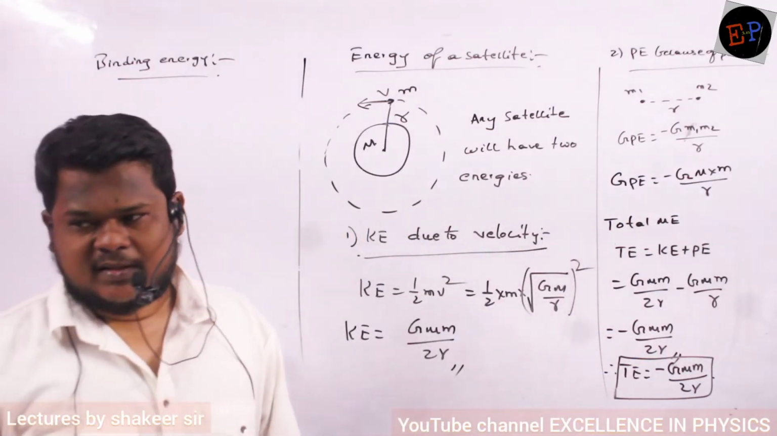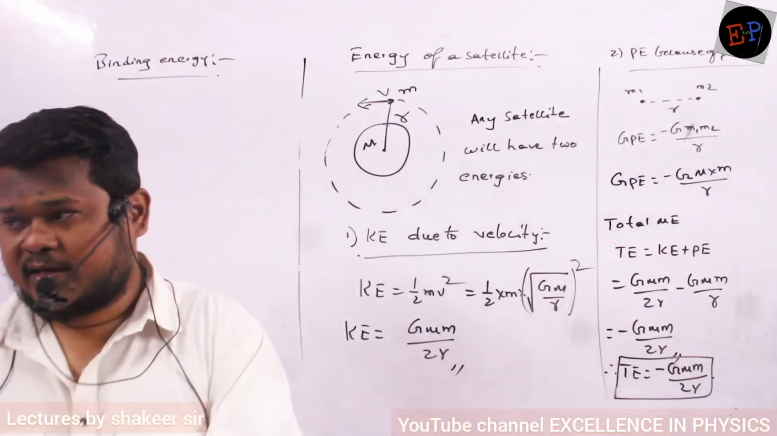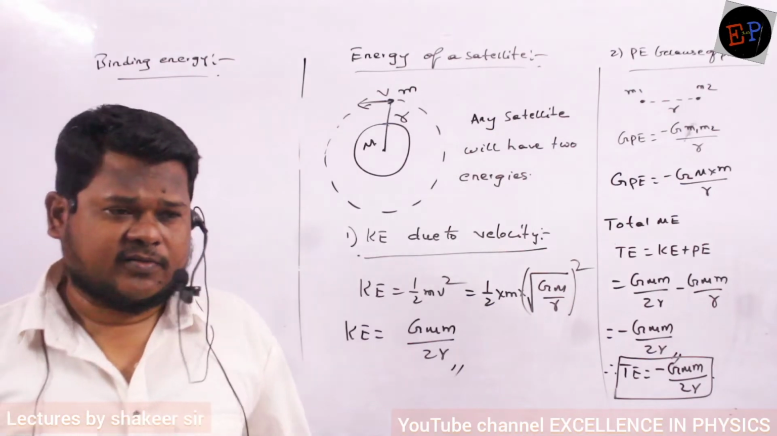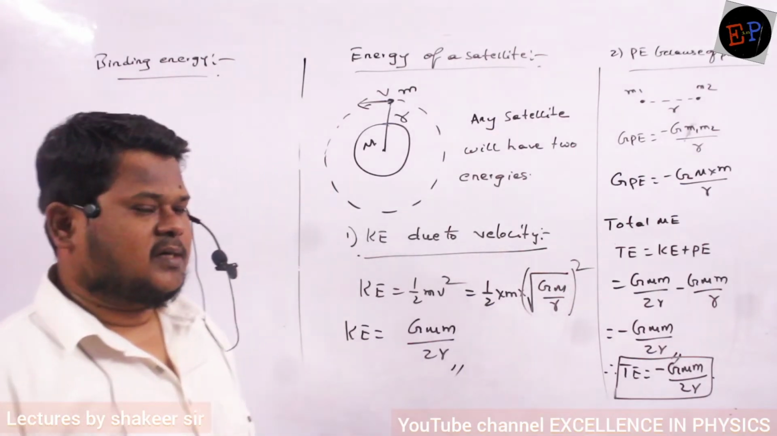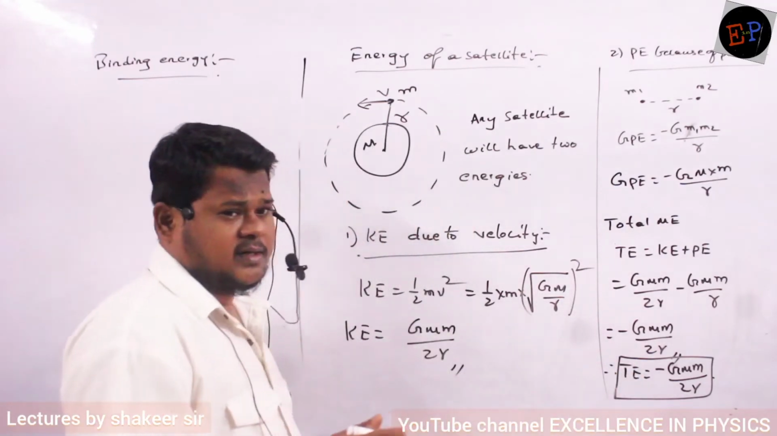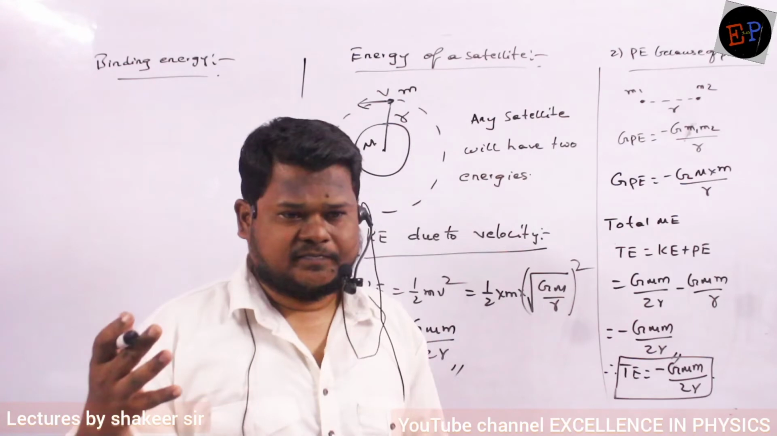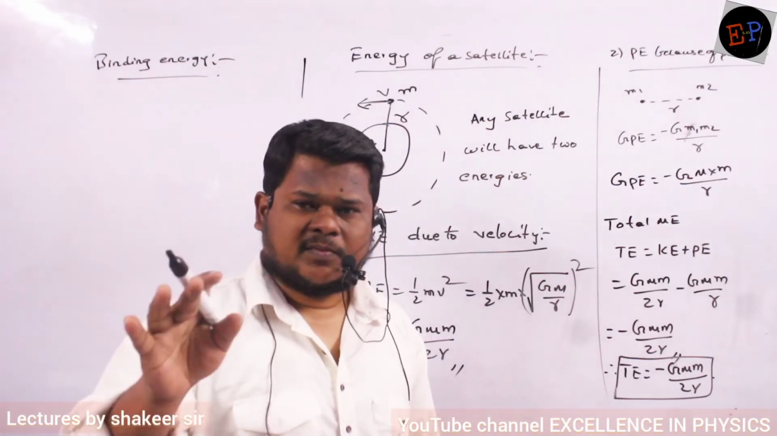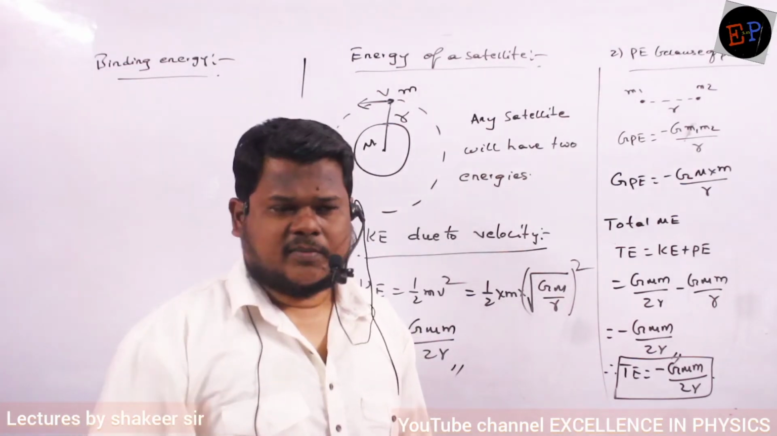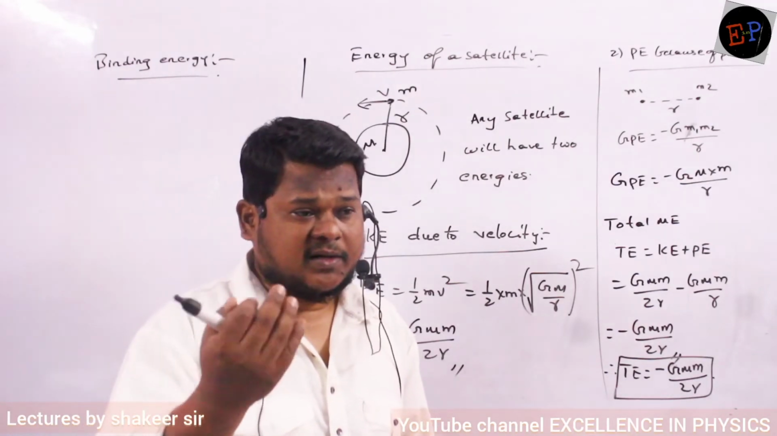What is meant by negative total energy? Total energy I got is negative. What is meant by negative energy? Negative energy represents that this particular satellite is bound to the gravitational force of that particular planet. It has to compulsorily rotate in that orbit, as it is present under the effect of the gravitational force of the planet.